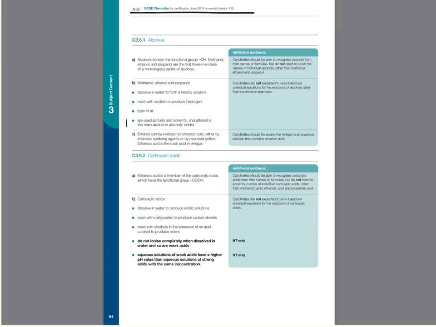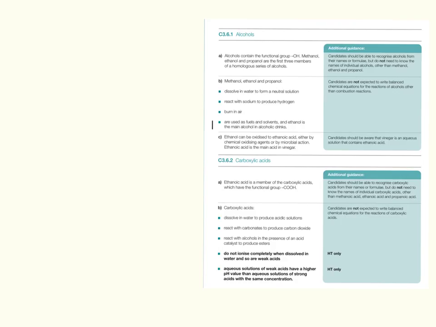So if we take each point in turn, let's start with alcohols. It says here at the top of the page, alcohols contain the functional group OH. Methanol, ethanol and propanol are the first 3 members of the homologous series of alcohols. We're not expecting you to know all the alcohols and all their names, but we are expecting you to be able to probably name these first 3, methanol, ethanol and propanol.